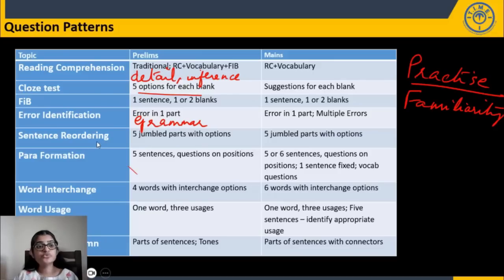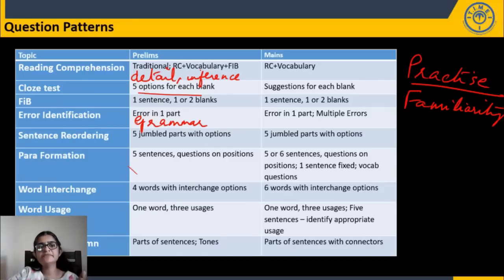Now we go to sentence reordering. Sentence reordering, we spoke about this earlier. This is where a sentence is jumbled up, just like para formation, which is more common, you're all used to it. Just like that, here instead of multiple sentences, you are given multiple segments of a sentence. You have to unscramble these segments to form one sentence.